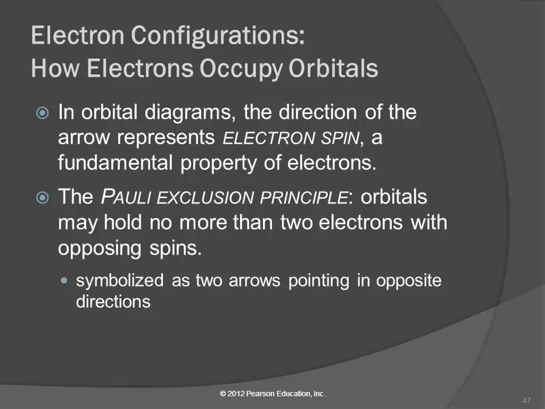And the Pauli exclusion principle says that orbitals can have no more than 2 electrons in them, and they have to be of opposing spins. So we symbolize these in that orbital diagram as arrows pointing in different directions. One arrow pointing up and one arrow pointing down means that we have opposite spins.